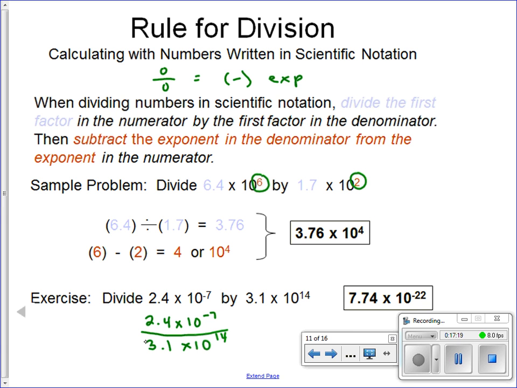All right, if you divide your mantissas first, 2.4 divided by 3.1, you'll find that it's something like 0.774. And then times 10 to the negative 7 minus 14 is negative 21. Is this number written correctly in scientific notation? Nope, we're going to have to move the decimal over one more space. This becomes 7.74 times 10 to the negative 22nd, because we've made the number more negative, so we're adding an exponent.